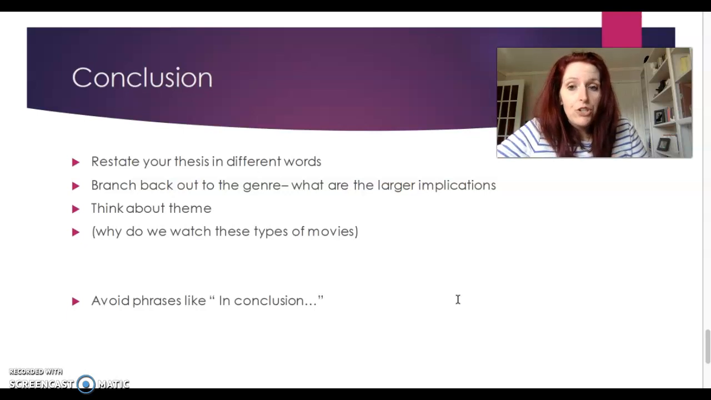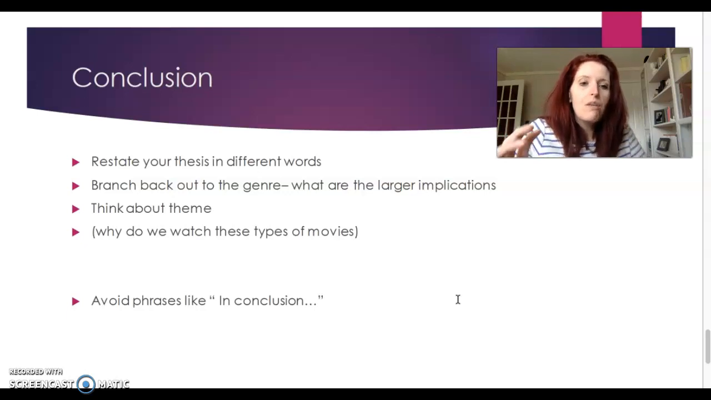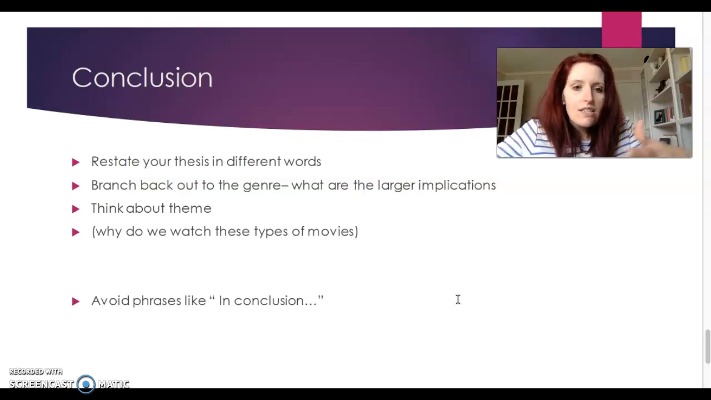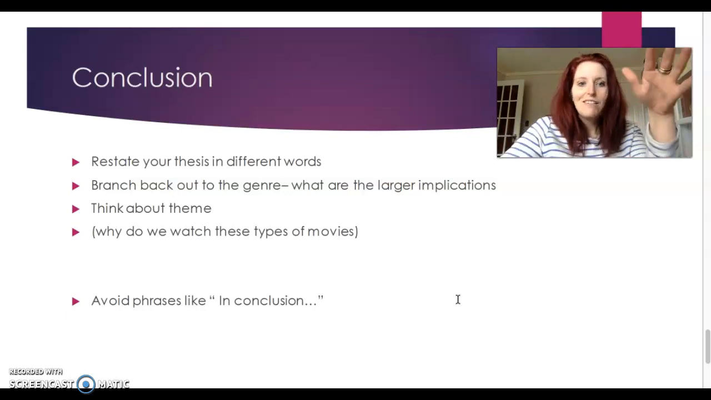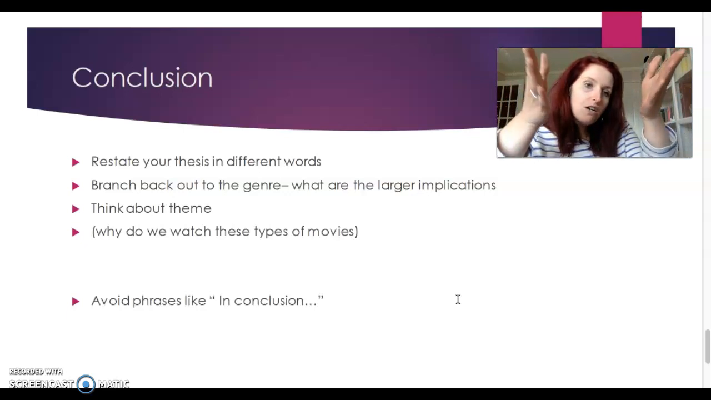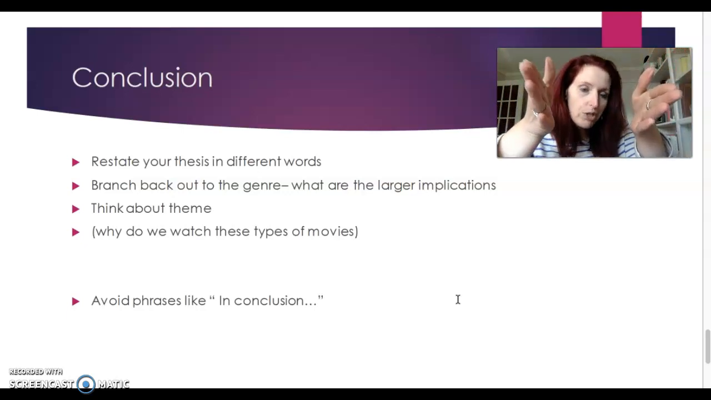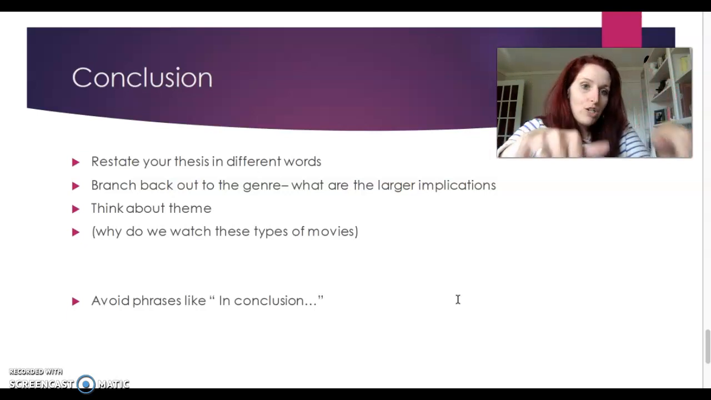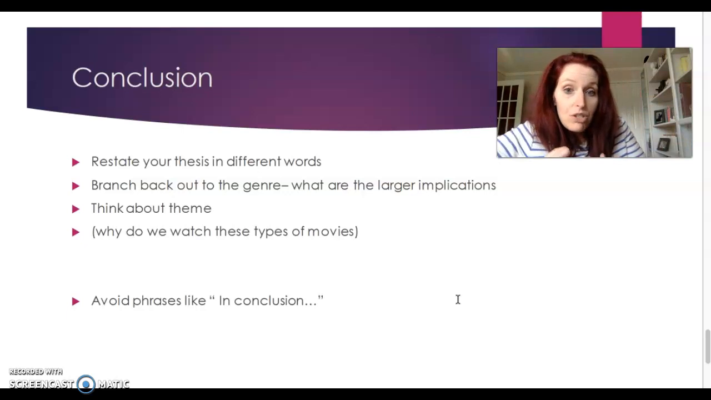In your conclusion, please restate your thesis in different words. And then you want to branch back out and talk about the genre or their larger implications. So think about it this way. Your essay is the shape of an hourglass. The beginning, you have the top where you talk about the genre, and then you narrow it down to something specific where you're talking about your 2 films precisely. And then at the end, you want to branch back out again and talk about the genre.